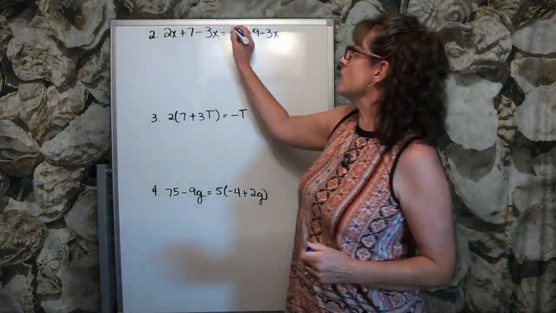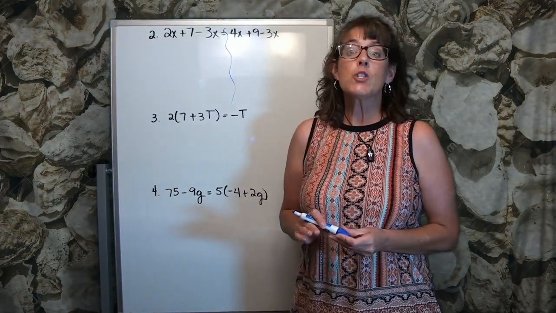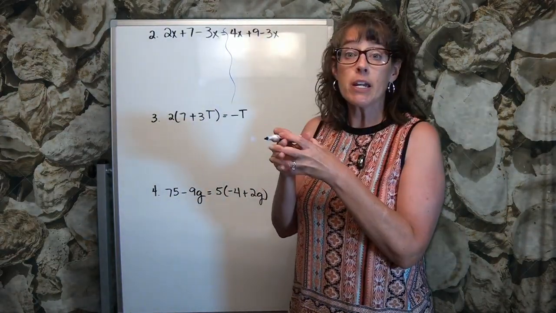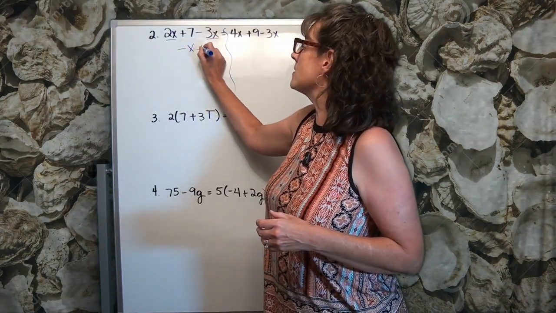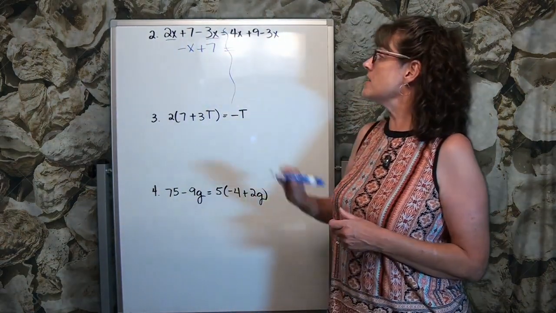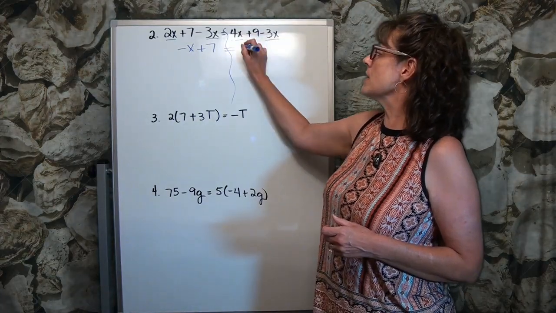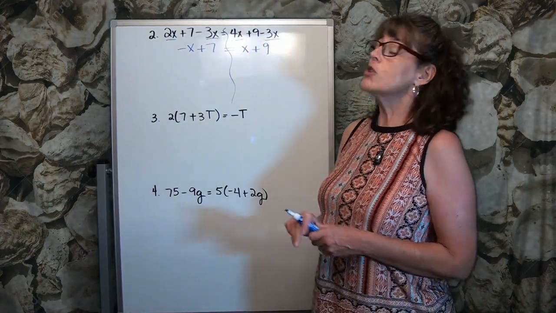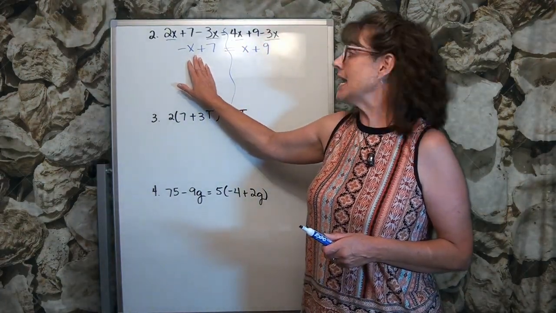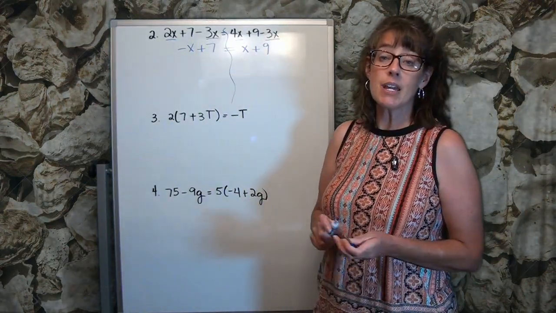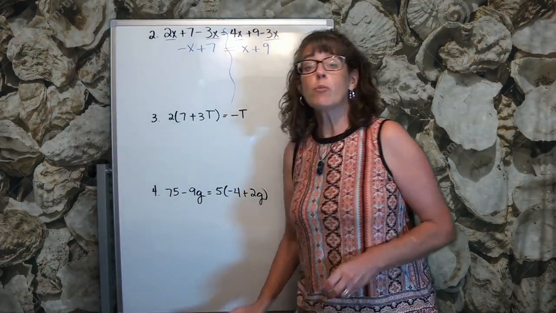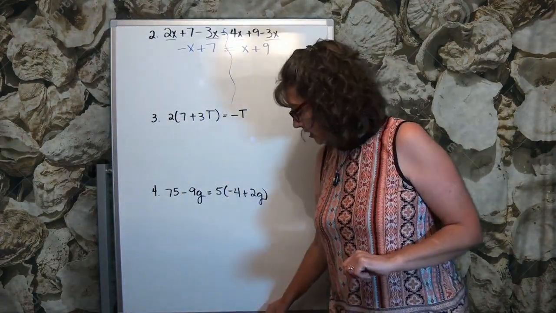Okay, so now here's my wall. And so what I'm going to do is I'm going to collect all my like terms on each side. 2x minus 3x gives me a negative x. And then on this side, I've got 4x minus 3x gives me x. So now I've simplified this side because I cannot put that negative x and that 7 together. Simplified this side. I cannot put that x and that 9 together. So now I'm ready to separate my variables and my constants.